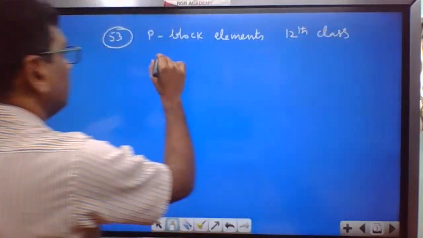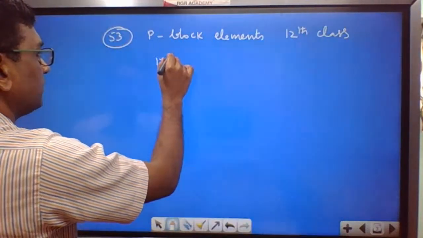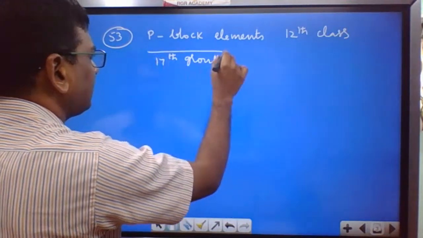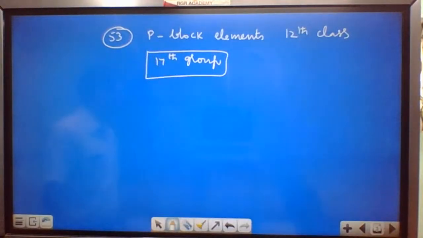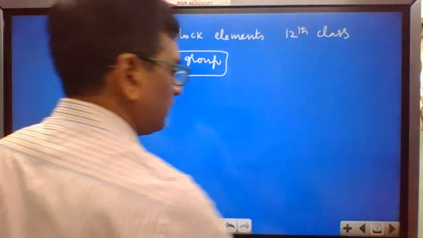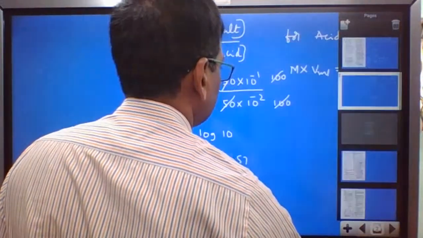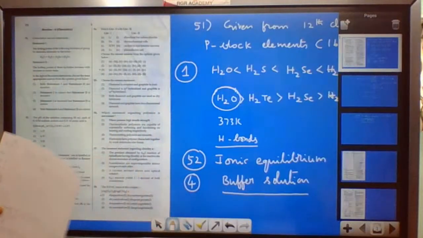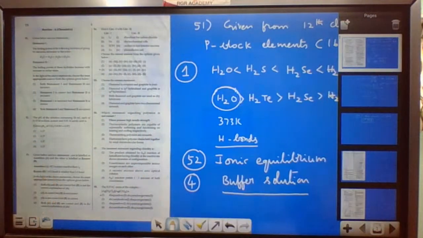12th class. And the P block question they gave from the 17th group. It's a direct textbook question. In the textbook, there was one box. There they mentioned this question: ICl is more reactive than I2. It's correct. Why is it correct? Because the I-Cl bond is weaker than the I-I bond.